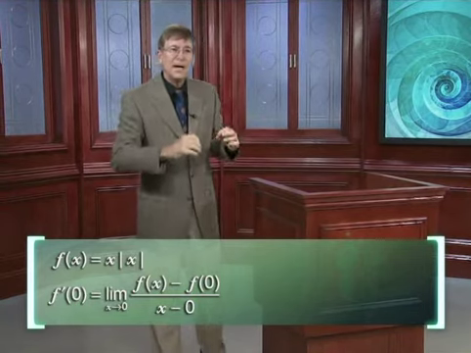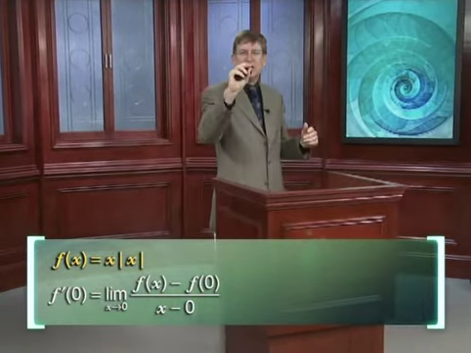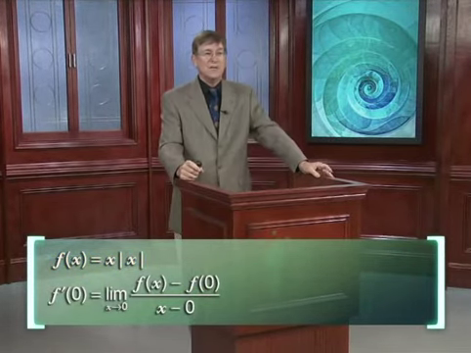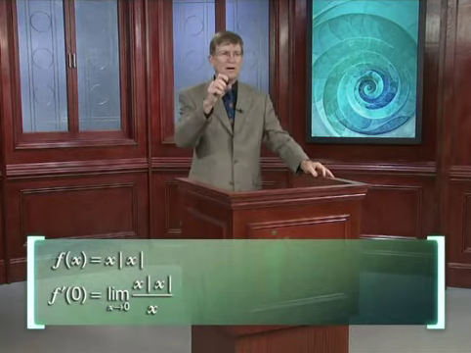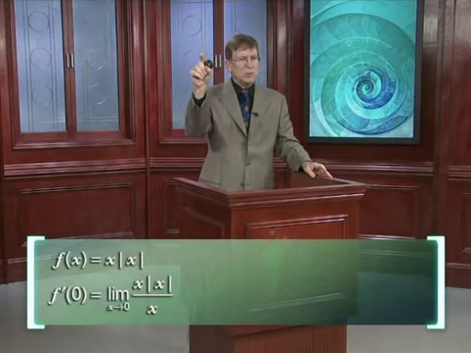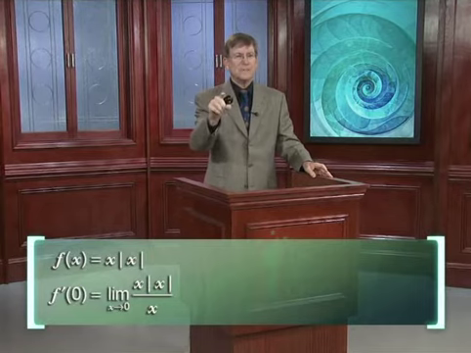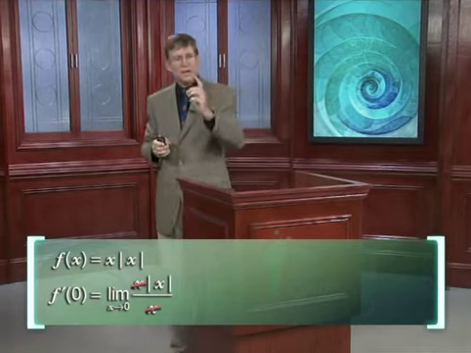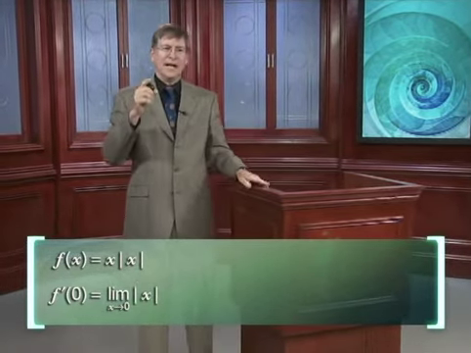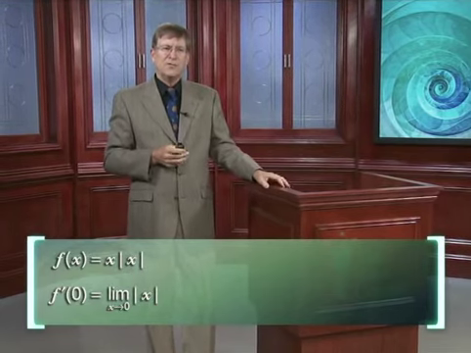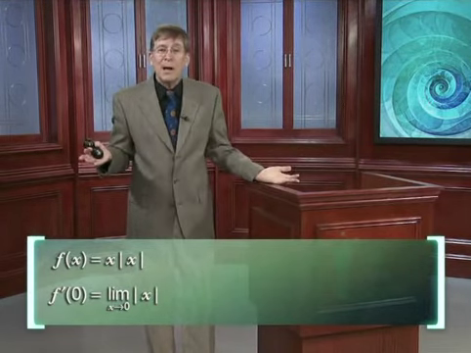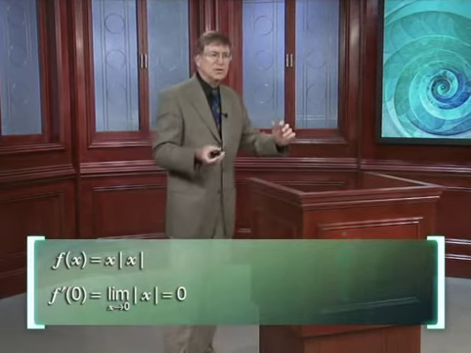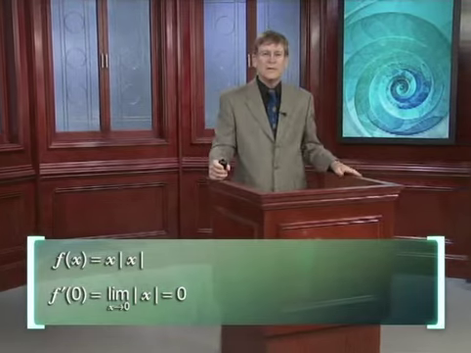Okay, let's plug in the characters. f of x is x times the absolute value of x. f of 0, of course, is 0. And x minus 0 is x. So we have the limit of x, absolute value of x, all divided by x. Cancel the common factor of x, and you're left with the following limit question. What's the limit as x approaches 0 of the absolute value function? That's no problem. The absolute value of x approaches 0 as x approaches 0. So that limit is 0.